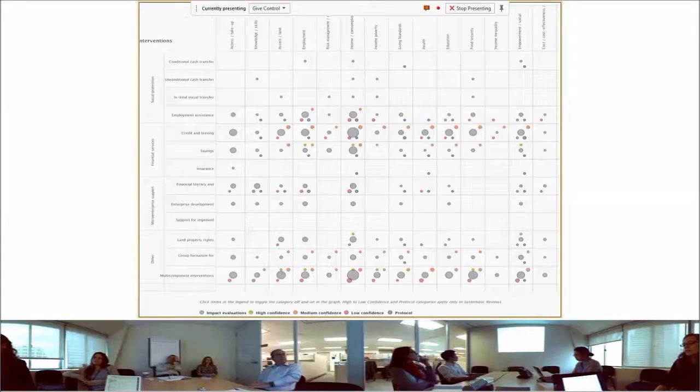So this is what the overall evidence gap map looks like, and now I think we can even see the green bubbles in the room on the screen, which is great. And you can see that there is a lot of evidence, but it's not very evenly distributed. So there's some areas that have a lot of evidence, and there's some areas that have little.